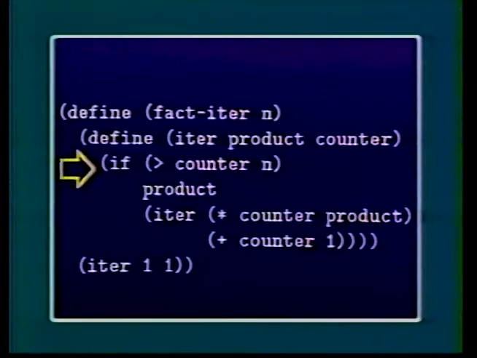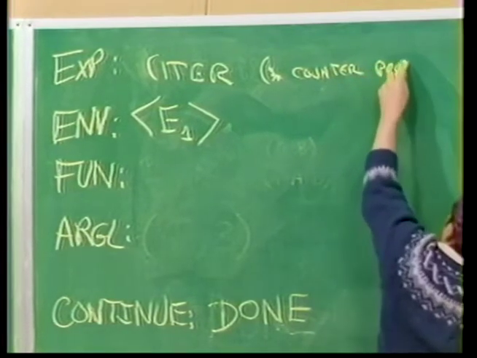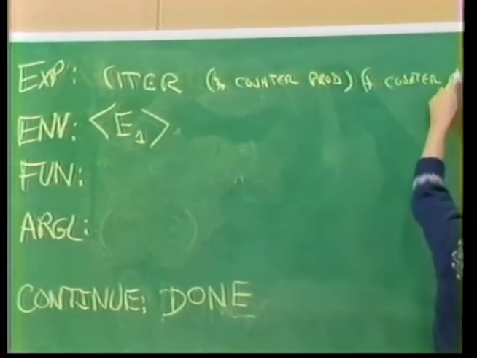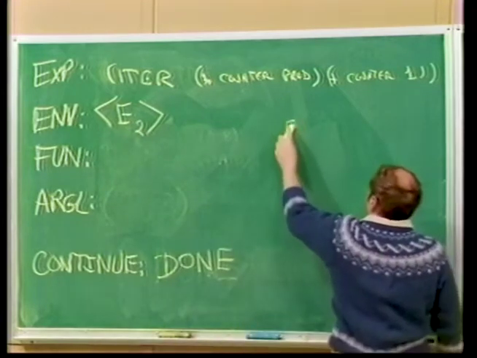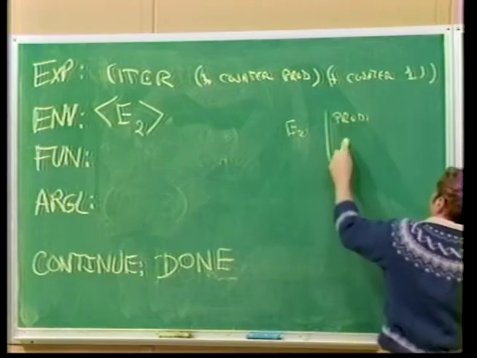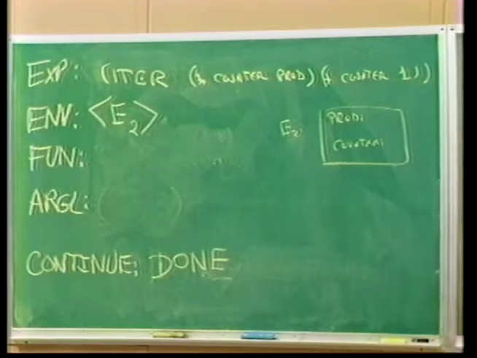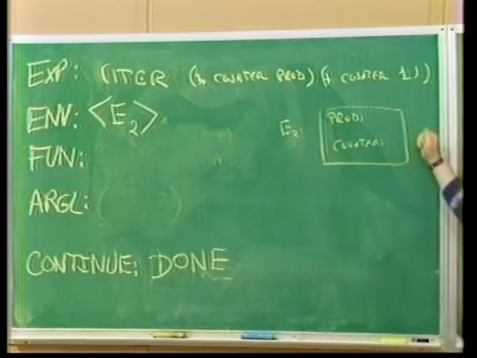Well, iter is going to be an if. And I won't go through the details of if. It'll evaluate the predicate. In this case, it'll be false. And this iter will now reduce to the expression, right, iter of star counter product, and plus counter 1, in some other environment, by this time E2, where E2 will be set up having bindings for product and counter. Right, and it'll reduce to that. But it won't be remembering that it's part of something that it has to return to. And when iter calls iter again, it'll reduce to another thing that looks like this, right, in some environment E3, which has new bindings for product and counter.